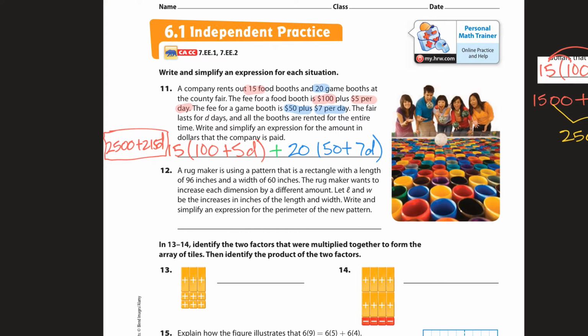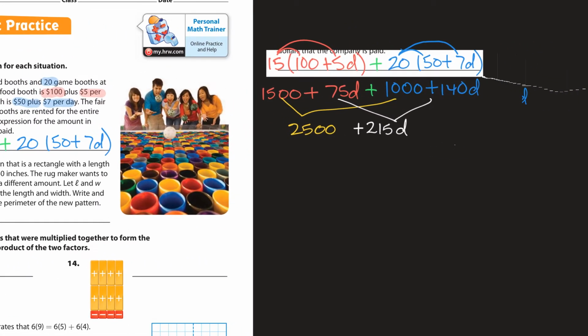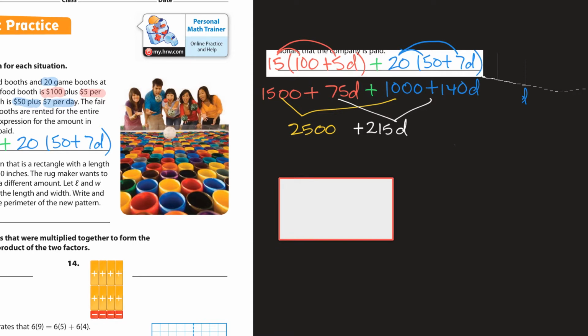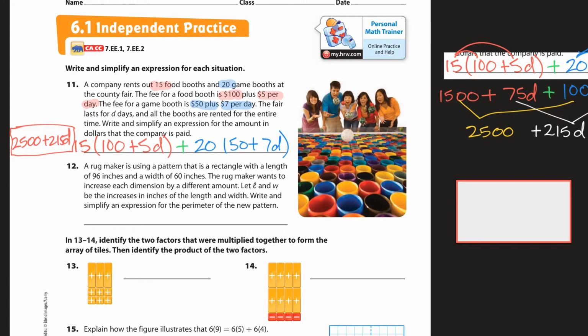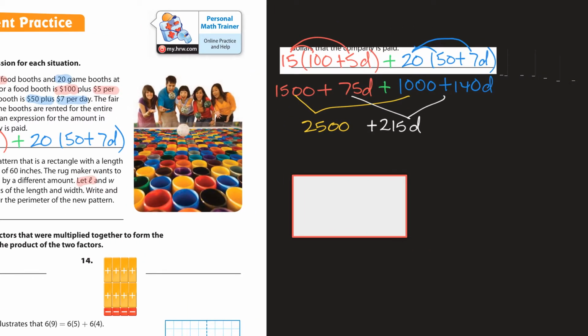Okay, well, let me move over here where I have more room. And I'm going to make a rectangle. One side, if we look over here, the length is 96 and we want to increase it by L. So this will be 96 plus some length L. But this will be 96 plus some length L as well because they're the same.